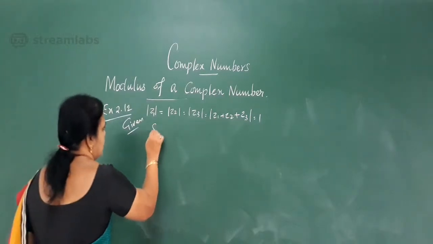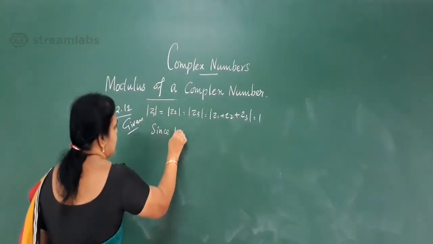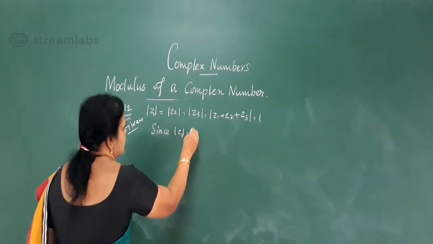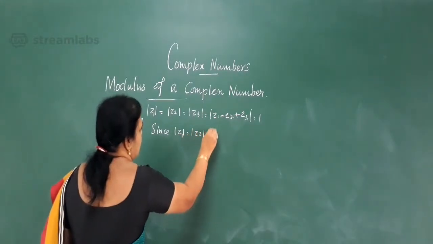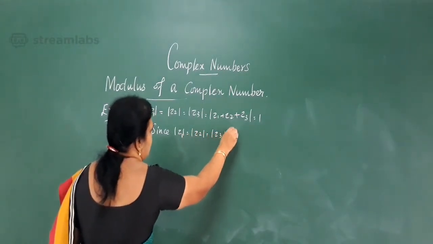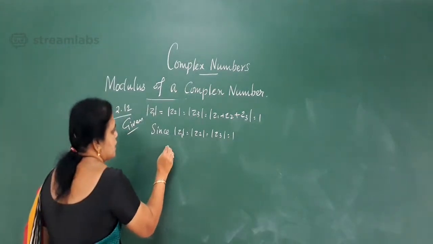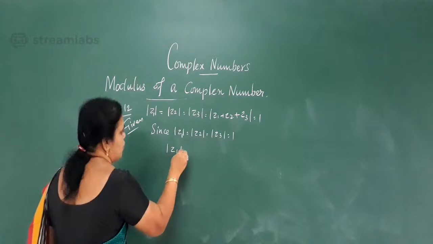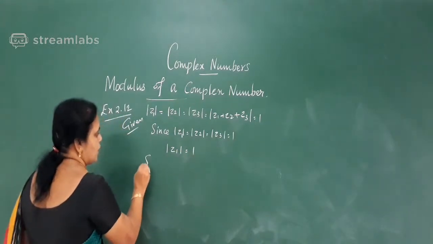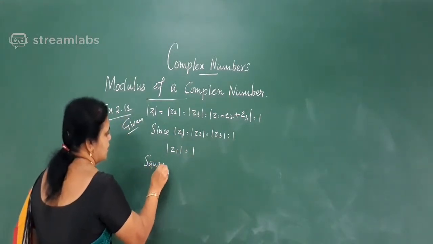Since mod z1 is equal to mod z2 is equal to mod z3 is equal to 1, I am taking this. See, first I am taking mod z1 is equal to 1, squaring on both sides.